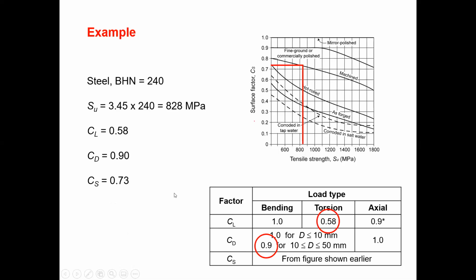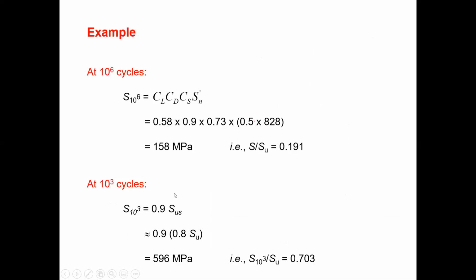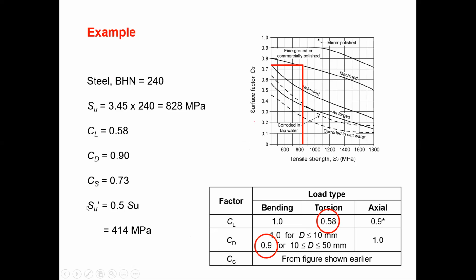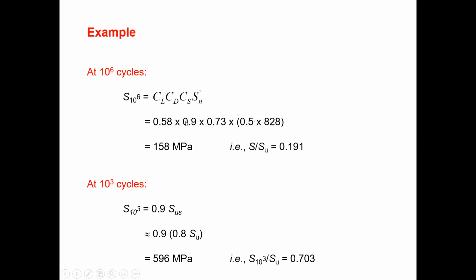So these are the steps for how to do that. Okay. So at the 10 to the power 6 cycle, the actual strength, because of the load factor, size factor and surface factor, you need to use this equation. So this is the actual strength. There is a strength reduction because of these factors. So you need to multiply this SN prime by those factors. You already know those values, so you can substitute here and find out the 10 to the power 6 cycle strength.